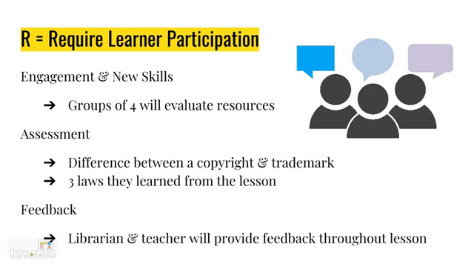Next, we have require learner participation. For the first part, we have engagement and new skills, and that will mainly be in their groups, which will be groups of 4, and they will evaluate the resources or the websites that they were looking at before for the project, which they will have brought with them. Then we have assessment, which we're going to be able to assess by seeing if they know the difference between a copyright and a trademark, and also if they're able to state the 3 laws that they learned from the lesson. And lastly, we have feedback from the librarian and teacher, which will provide feedback throughout the lesson so that the students are able to grasp all concepts.